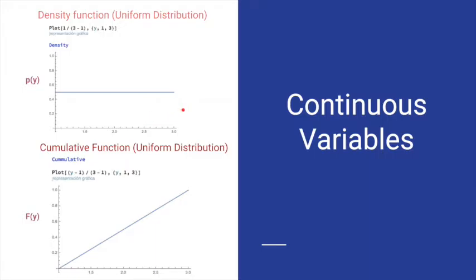For this example, we have the density function of a uniform distribution. Here's the equation we decided and the values we took for this graph. The probability for the values between 1.5 and 2 would be the area between these values and the line, which would give us 0.5 multiplied by 0.5, and the probability would be 0.25.